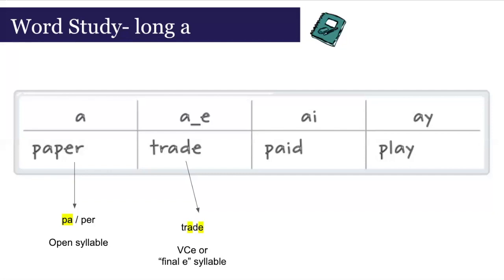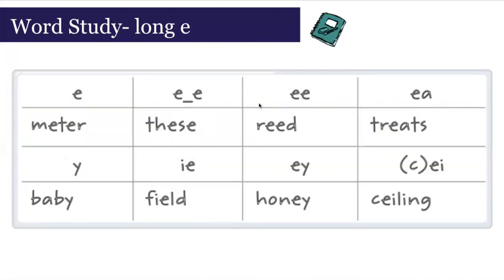Our next word is paid, and last we have play. Both of these words have what we call a vowel team, meaning they have two letters that make one sound, which is also known as a digraph. Let's continue. In previous grades, you've also learned that the long E vowel sound has multiple ways to spell it. Let's look at the chart and follow along as I read the words aloud.